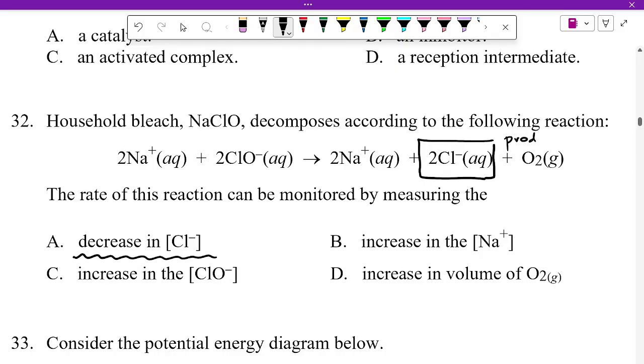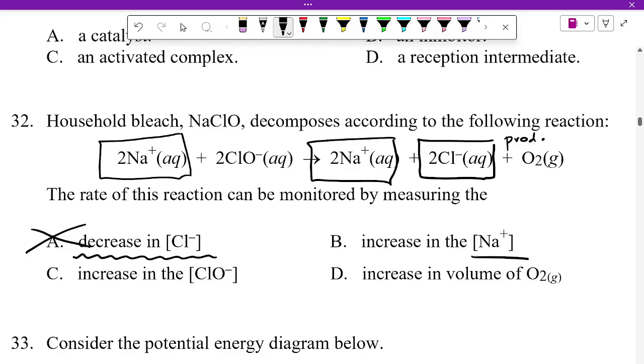Product. Therefore, can we measure its decrease? Do products decrease in concentration over time? No. Nobody's going to say a negative decrease. You either say a decrease or you say that the change is negative. Okay, so you wouldn't say a negative decrease. Yeah. Can we measure an increase in the concentration of Na? We go from 2Na to 2Na. Oh, that's a spectator ion, so nope.